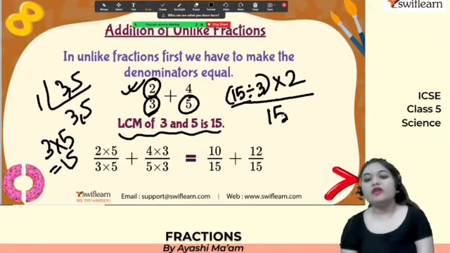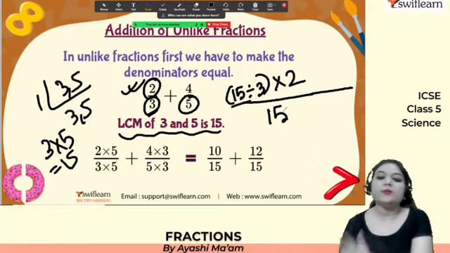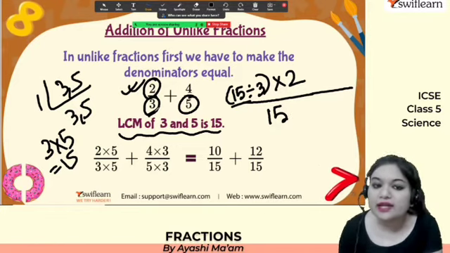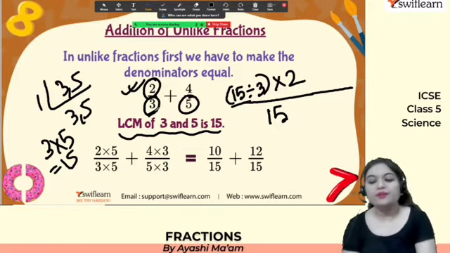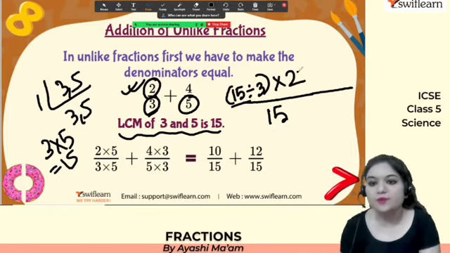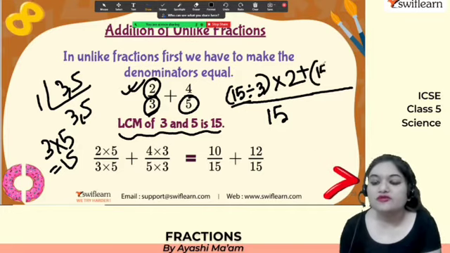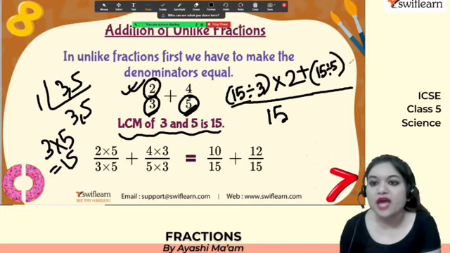So what we are doing: we took the LCM and wrote it in the denominator part, and in the numerator part we took the LCM, divided it by the denominator of the first fraction, and then multiplied it by the numerator of the first fraction. Plus sign as it is. Again follow the same thing. Take this 15, divide it by the denominator of the second fraction, that means 5, and then multiply by the numerator of the second fraction, that means 4.